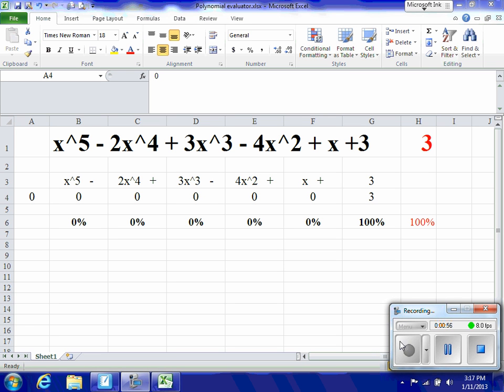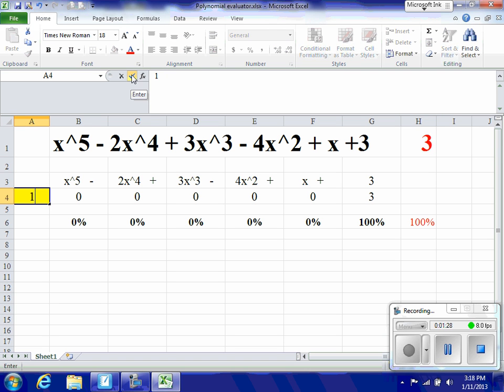I have evaluated this polynomial for this number right here. I'll make that yellow so everybody can see it better. And as you can see, when I put 0 in for x, all of my terms that have any x in it are 0. My polynomial evaluates to 3 because that's my constant at the end. And my constant makes up 100% of the evaluated value of this polynomial. Well, let's change it to 1.